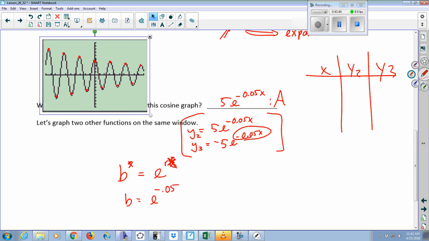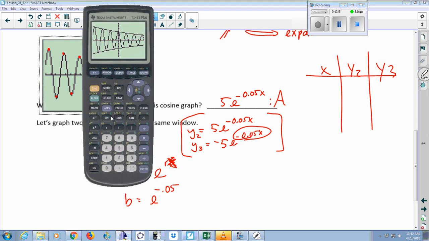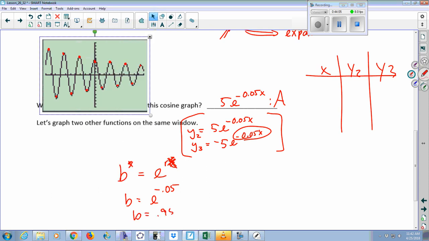So b is going to be e to the r, which is this. We expect b to be a number between 0 and 1 because it's exponential decay. So if we wanted to find the value for b, we just pull out our calculator. Second quit. We say e to the negative 0.05. So b is 0.95. So if you now put this in for b, you'll get exactly the same function. Doesn't matter which base you use. You can go from one to the other.